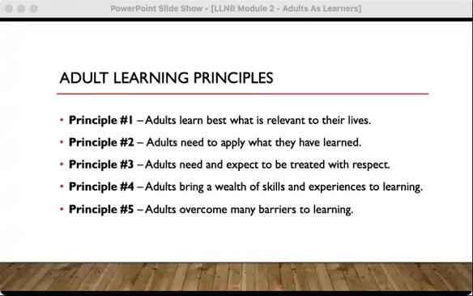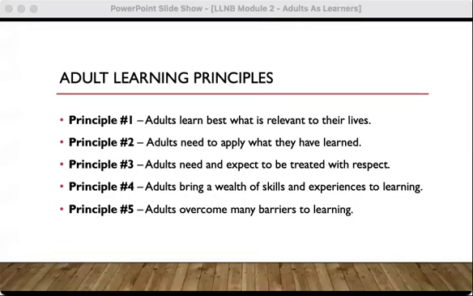So let's look at the 5 adult learning principles. Number 1, adults learn best what is relevant to their lives. Adults like to see a connection between what they are learning and what they need and want to do in the real world. They want to make progress towards specific and often immediate goals. Relevant learning that advances goals and improves lives is more meaningful when adults discover something about themselves or a situation that they hadn't recognized before.